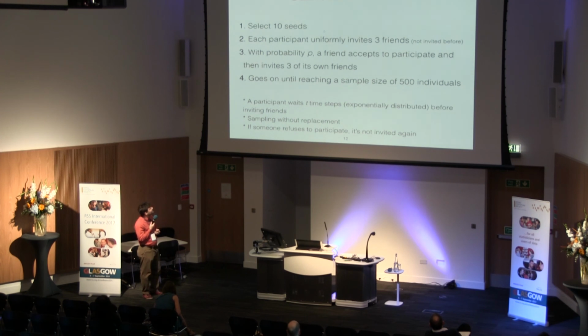And essentially, we start by selecting 10 seeds. There are 2 ways to select the seeds. I will tell you this later. And then each participant can invite 3 friends that were not invited before. And then with probability P, each of these friends can invite 3 other friends. And this goes on until we reach 500 individuals in the sample, or until no more people can be invited. And one important thing is that we do sampling without replacement. And the other things are not so important. But basically, we chose these parameters because that's what people more or less choose in real RDS studies.